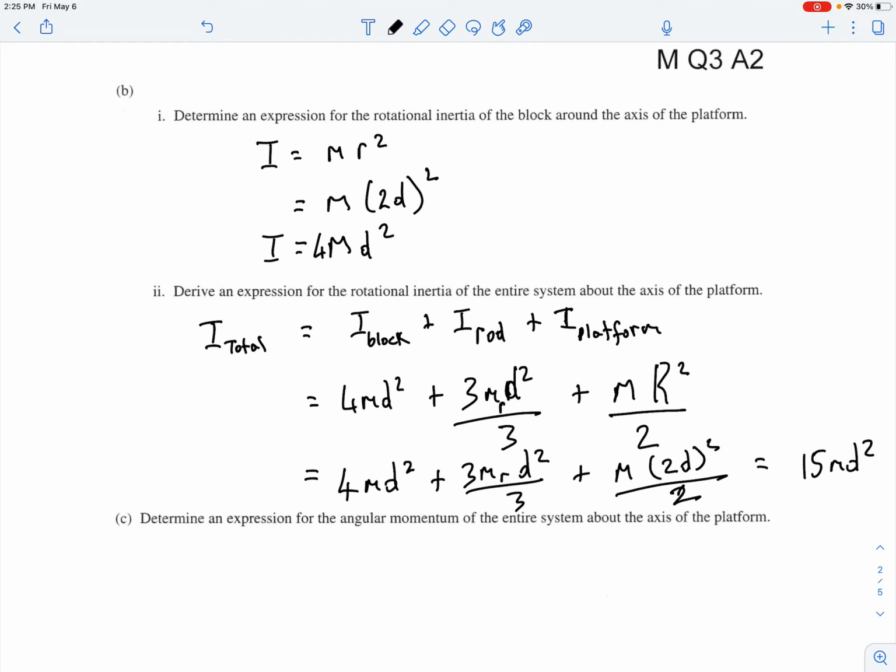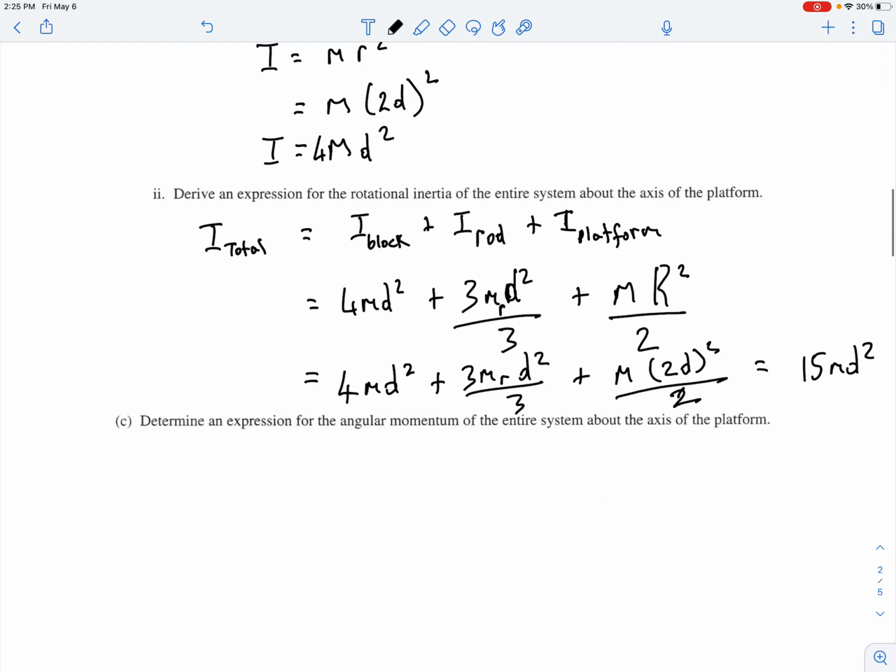15md squared. That's what you get. You get a point. Add them up. And big R is just the radius of the platform, which would be 2d. Okay? Determine an expression for the angular momentum of the entire system.